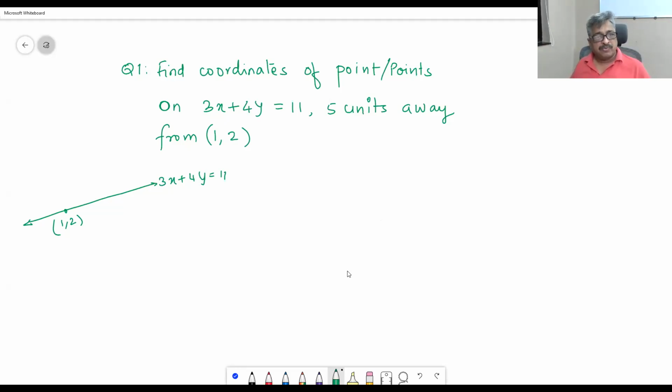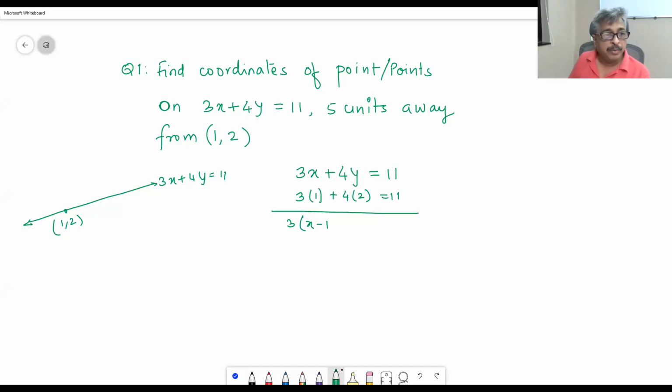Today's first problem is: find the coordinates of a point on 3x plus 4y is equal to 11, 5 units away from (1, 2). On the line, (1, 2) probably is a point. Find out two more points on the same line such that the distance between (1, 2) and that point is 5 units.